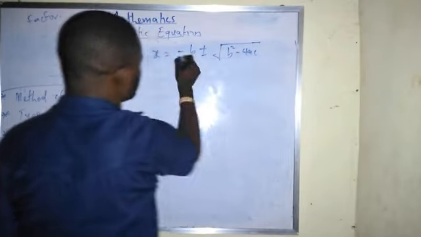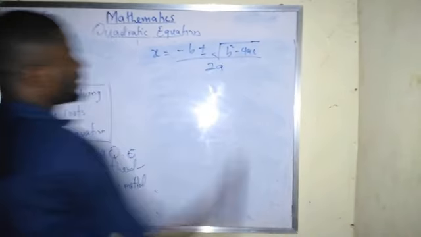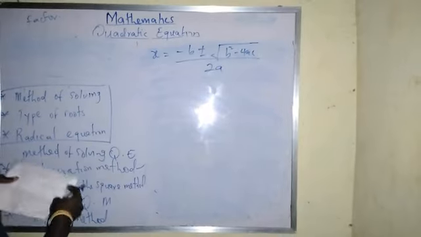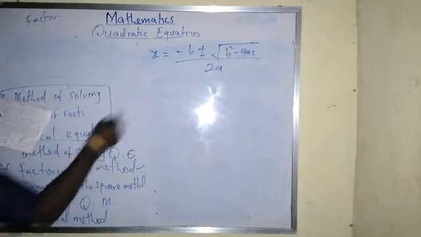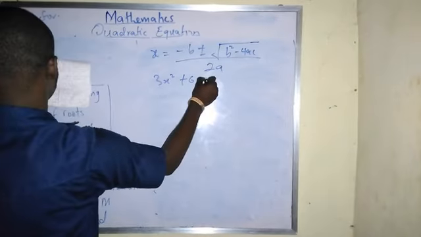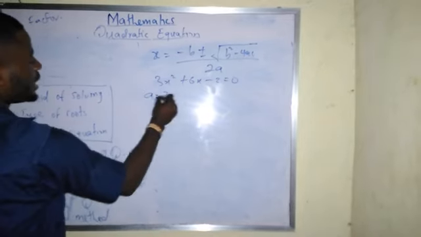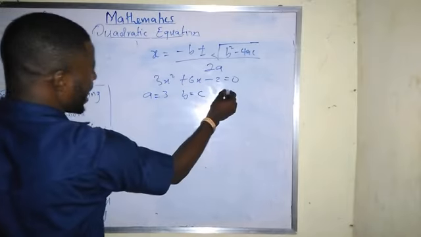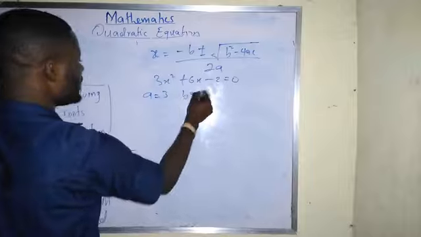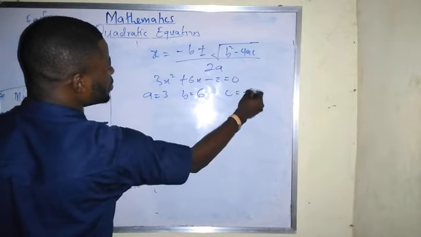Brackets to cover it up, 2a. Now, I want to use this particular method on 3x squared plus 6x minus 2 equals 0. Solution: a equals 3, b equals 6, and c equals minus 2.